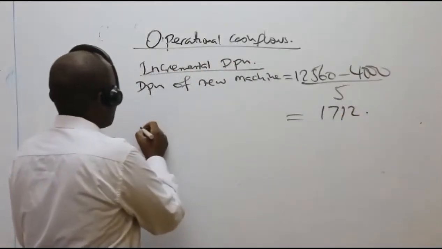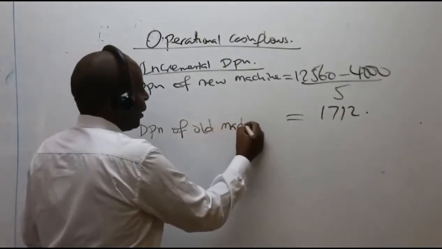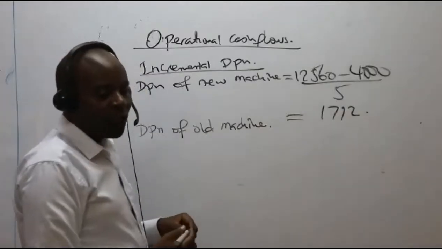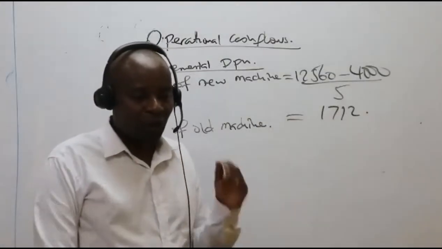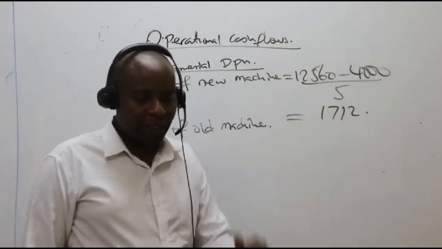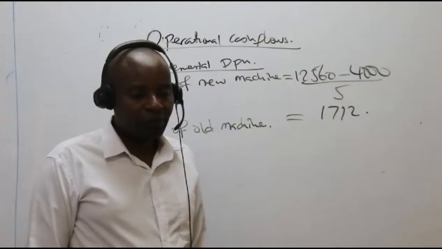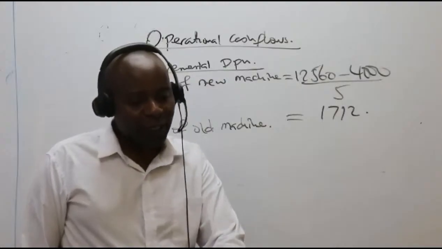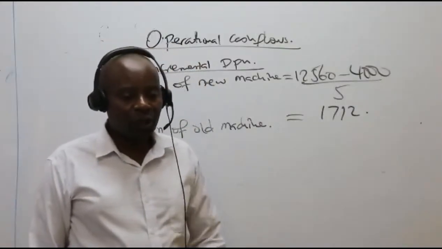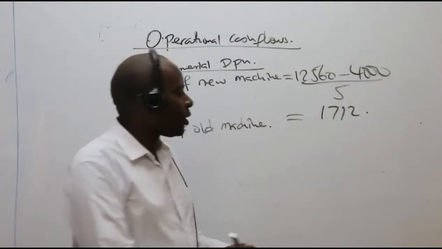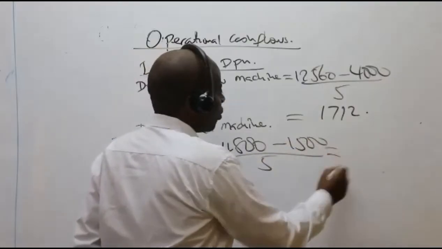From there, come and give us the depreciation of the old machine. For the old machine, I should take what minus what divided by what? Eight minus 0 over 5, Winnie. Thank you very much for trying, but that is wrong. So Ruth says it should be 4,800 minus 1,500 divided by 5. This is what is correct.